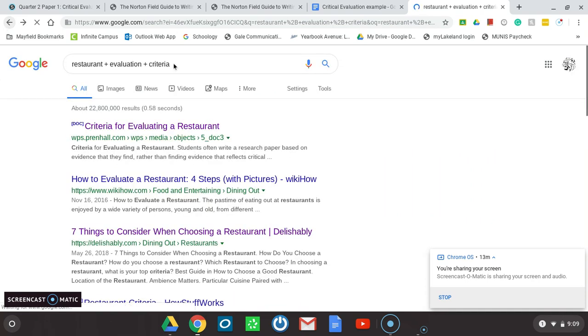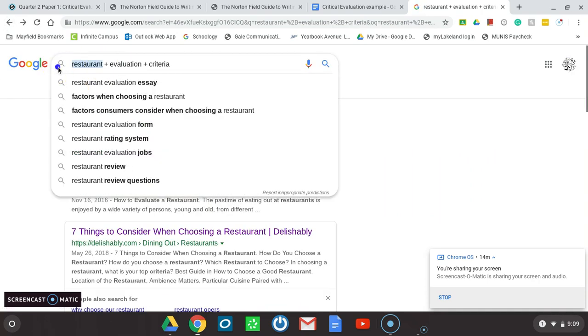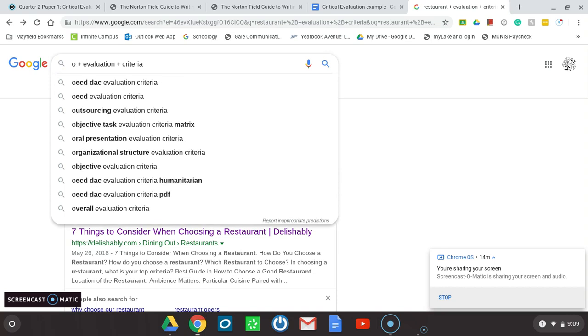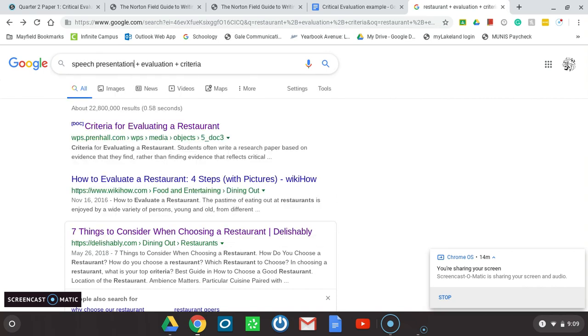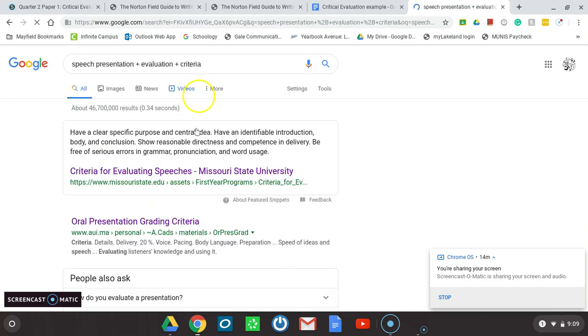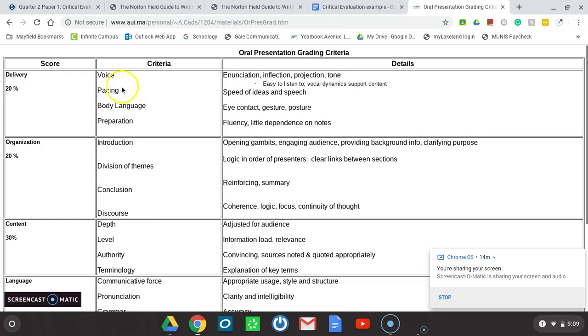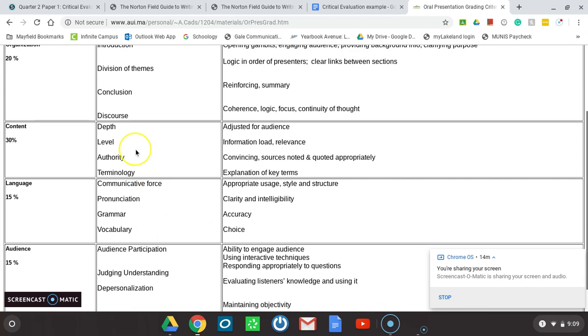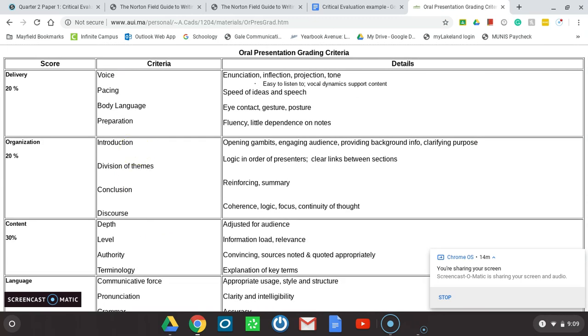Lastly, let's say you want to do something like who did it better. Let's say, for example, you wanted to watch a State of the Union speech from President Obama and a State of the Union speech from President Trump. You could, for example, take a look at how people look at criteria for speeches. And so I can take a look at something like this and have criteria such as voice, body language, and you can just pick any one of these things, several of these things, to possibly do that.